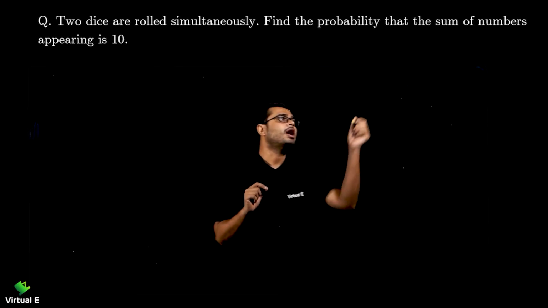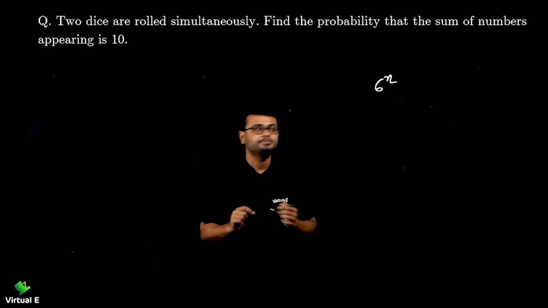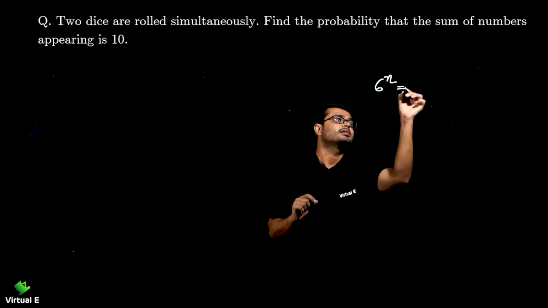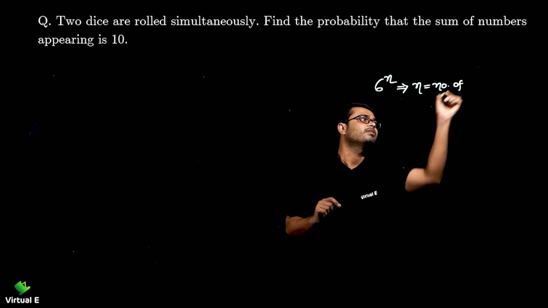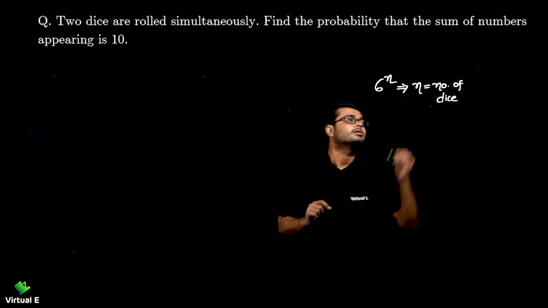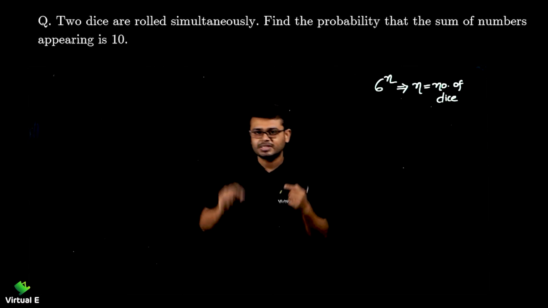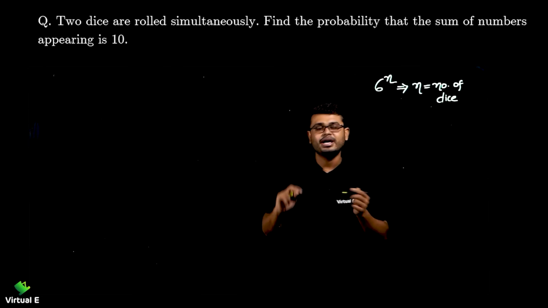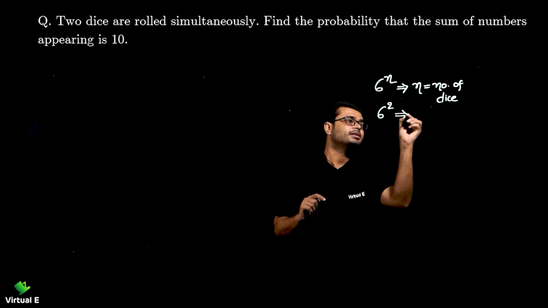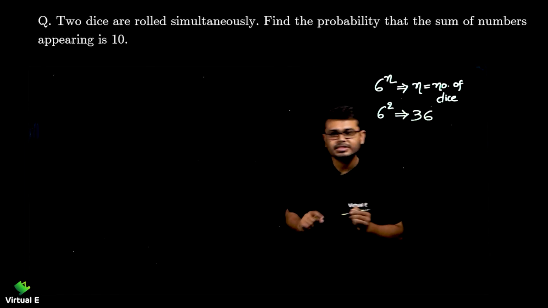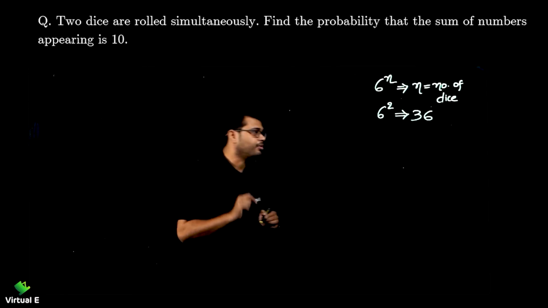The number of outcomes can be written using this formula, 6 raised to n, where n is the number of dice. Previously we had only one die, so 6 raised to 1, 6 outcomes. Now we have two dice, so the outcomes will be 6 raised to 2, that is 36. So in this case we are going to get 36 outcomes. Very interesting and important case.